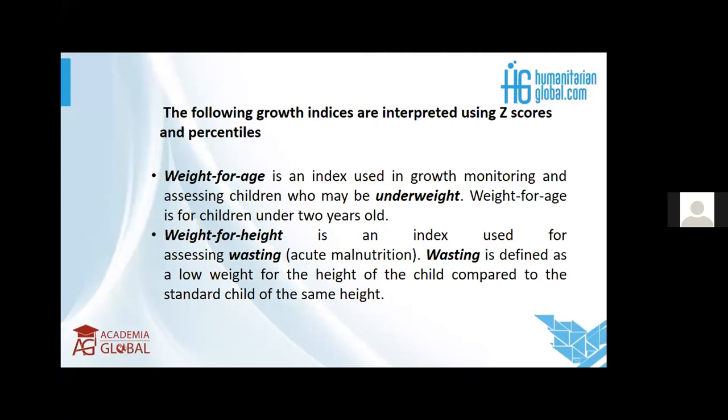And then we have another common one, weight for height, which is also an index that is used for assessing wasting. Now here we are looking at, are they heavy enough for their height? So we will be knowing if they are thin. When we look at that, we will know if they are wasted. So wasting is a form of acute malnutrition, which means thinness. They do not have enough muscle for the frame of height that they have. So wasting is defined as the low weight for the height of the child compared to the standard child of the same height.